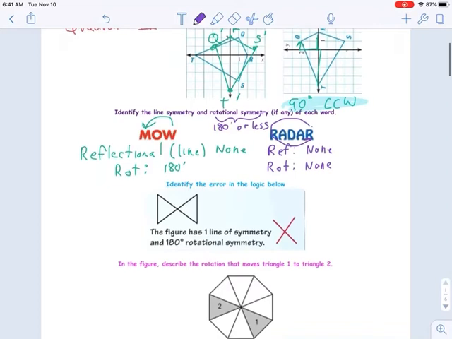Which brings us into our next logic problem. Identify the error in logic below. The figure has one line of symmetry and 180 degrees rotational symmetry. All right, so clearly, let's look at the rotational symmetry. I could go 180 degrees, and this bow tie, whatever you want to call it, would look exactly the same. But let's look at line symmetry. If I put a mirror here, the image would look the same. And if I put a mirror here, the image would look the same. So it has 2 lines of reflectional symmetry.